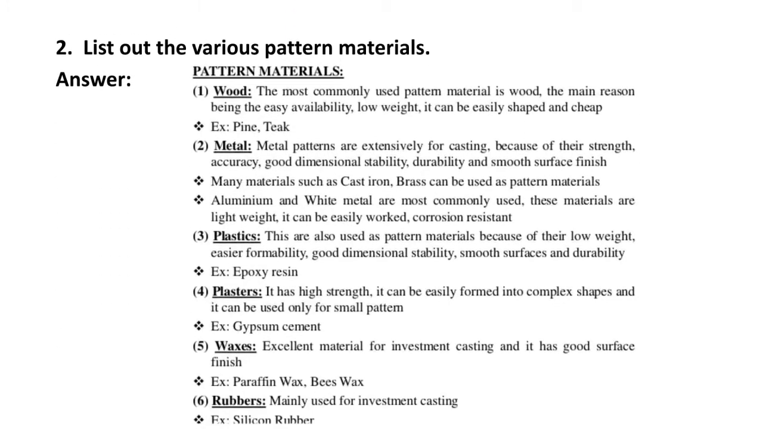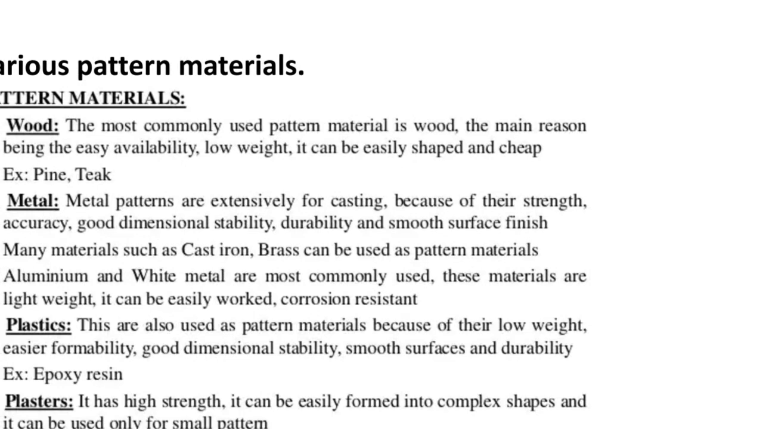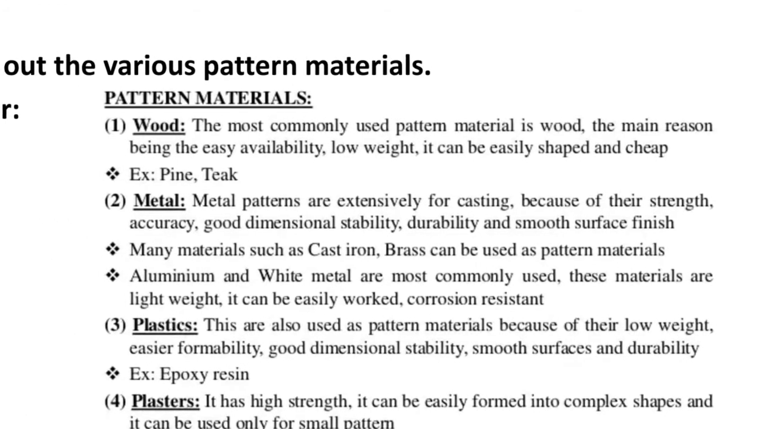Next question, list out the various pattern materials. The various pattern materials are wood, metal, plastic, plaster, waxes and rubber. Now we will discuss them one by one in detail. The first one is wood. The most commonly used pattern material is wood. The main reasons are easy availability, low weight, and it can be easily shaped and is cheap. Examples are pine and teak wood.